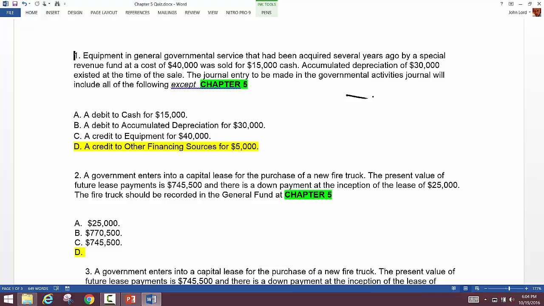Okay, but we acquire equipment. Okay, did you pick up your Scantron? Okay. We acquire equipment in the general government services that had been acquired several years ago by a special revenue fund at a cost of $45,000. Now, when we acquired that equipment, we would have done what in the special revenue fund? Who wants to give me the journal entry to acquire equipment in a special revenue fund?